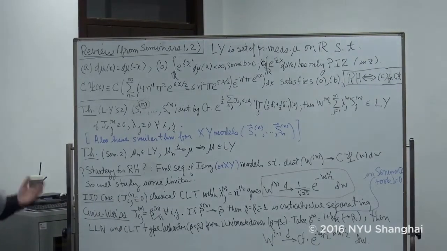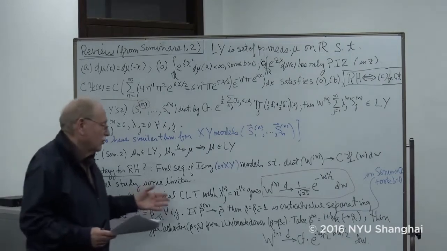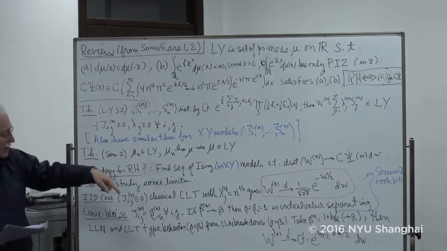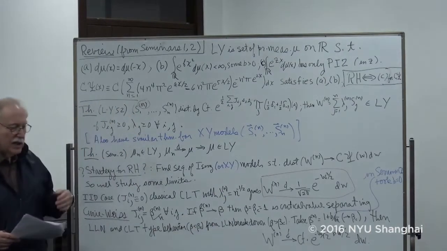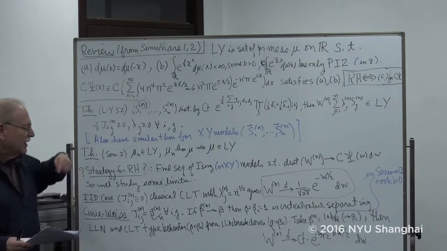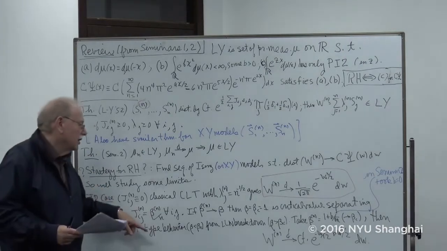If you divide by square root of n, then you get a normal distribution, like here. But on the other hand, if beta is bigger than this critical value, then even the law of large numbers breaks down. That means if you add up the n variables divided by n, you don't get a constant limit. You get a non-degenerate distribution.